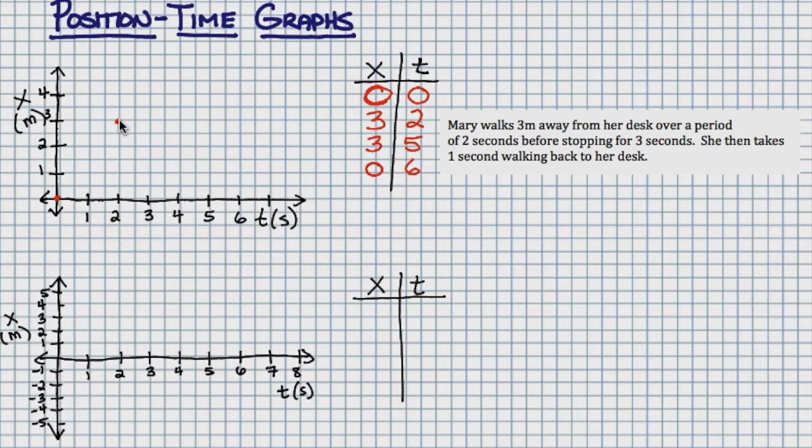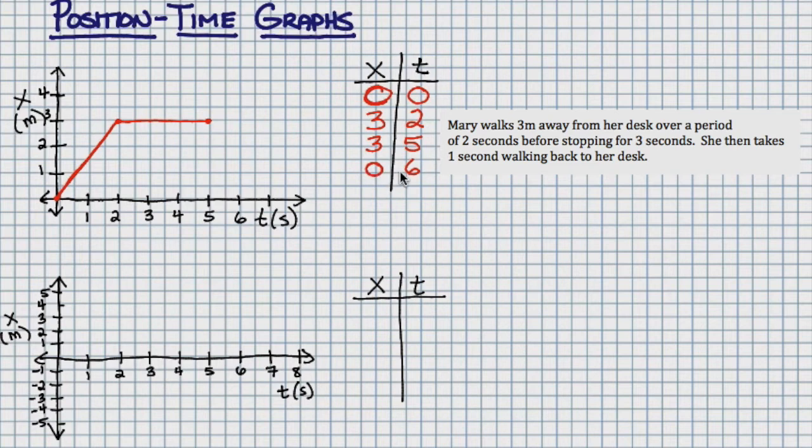And we can connect this line, because in this case, we assume she's traveling at a constant velocity. Now, at 5 seconds, she's still at 3 meters from her desk. If we place that point there, what we wind up with is a horizontal line for this section. That makes sense, because as 3 seconds goes by, there's no change in her position. This line is completely horizontal, meaning she has not changed position.